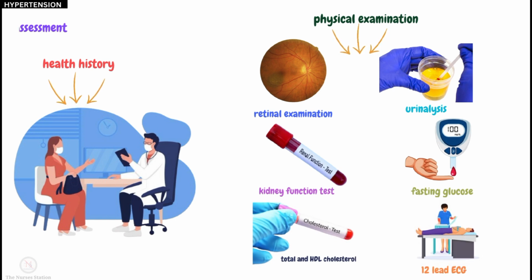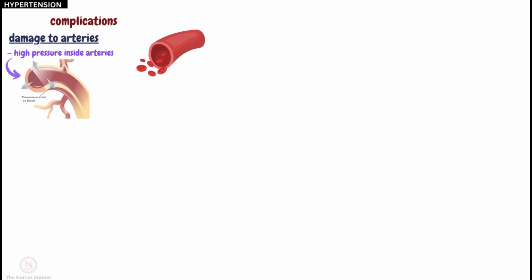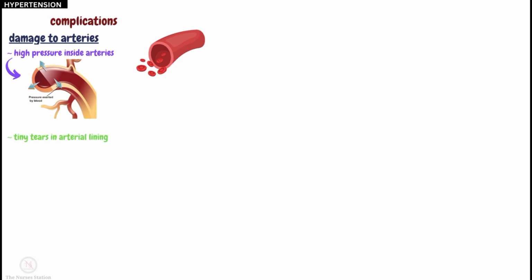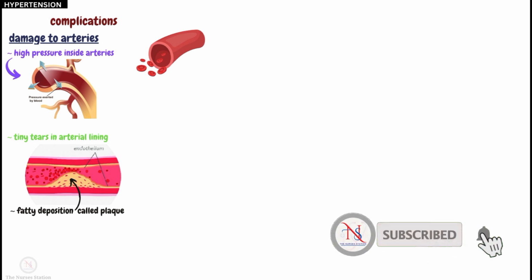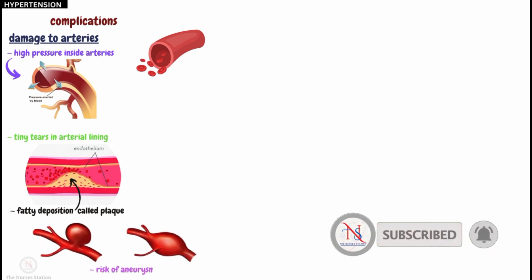Now coming to the complications of hypertension. Hypertension can cause a certain degree of damage to several organs in the body. Hypertension can damage the arteries by exerting extra pressure on the inner lining of the arteries. This, when continued for a prolonged time, leads to small tears in the lining, making it rough and suitable for the deposition of fatty bits called plaque. This makes the arteries clogged and stiff. This damage can make artery walls stretch and bulge out like a balloon, called aneurysm.